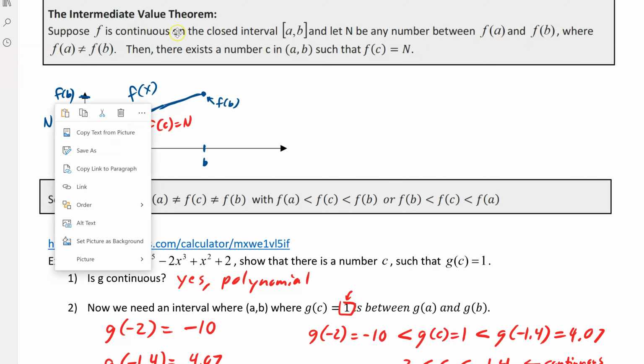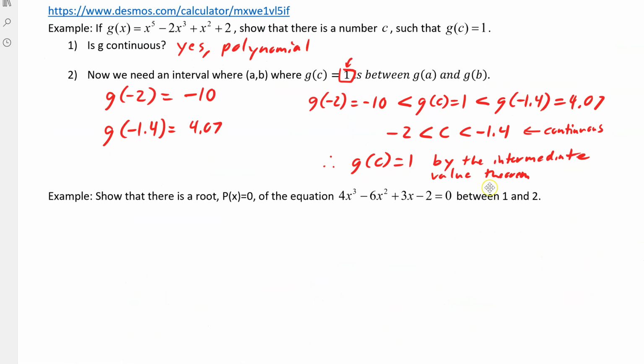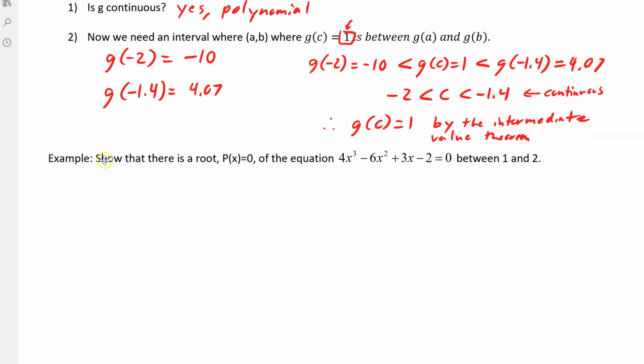So if you say that it's continuous, you write the interval that it's between, you just show that that value exists. So we can also use this for roots. So right now we're going to show that there is a root, some p of x equal to 0 for this equation. So let's first make our function. Let me put this in blue this time. So p of x is equal to 4x cubed minus 6x squared plus 3x minus 2. So what we're trying to do is show that there's basically a solution to this equation, right? That there's something that will help it equal 0. And that solution is between 1 and 2.